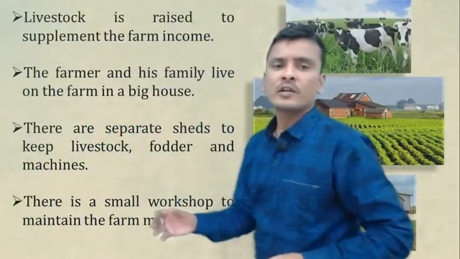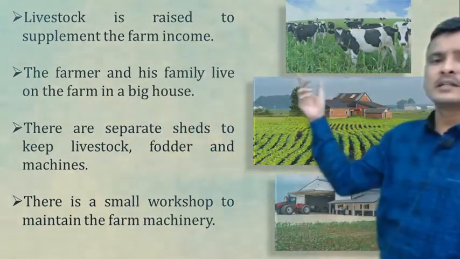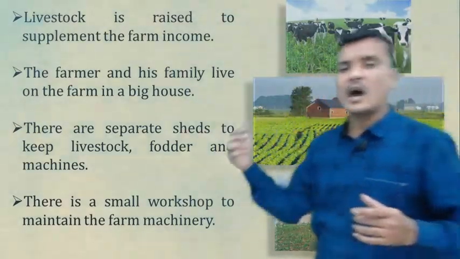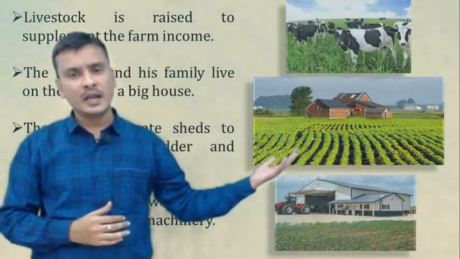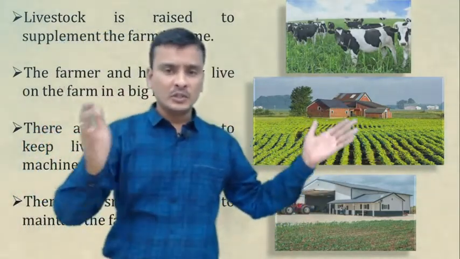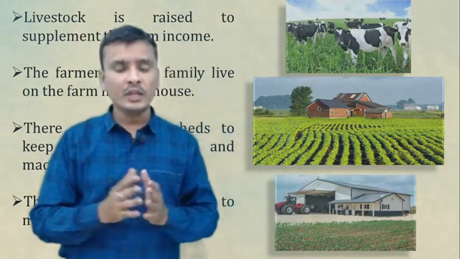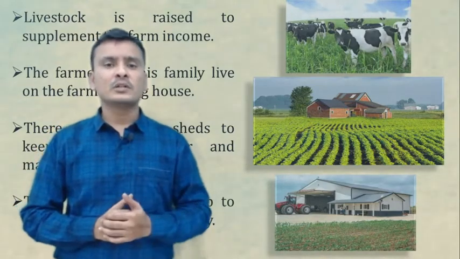Livestock is also raised to supplement the farm income. Livestock means cows and buffaloes. These are raised there to support the economy, because they already have big land and most of the land is reserved for fodder. Fodder means the food for the animals.